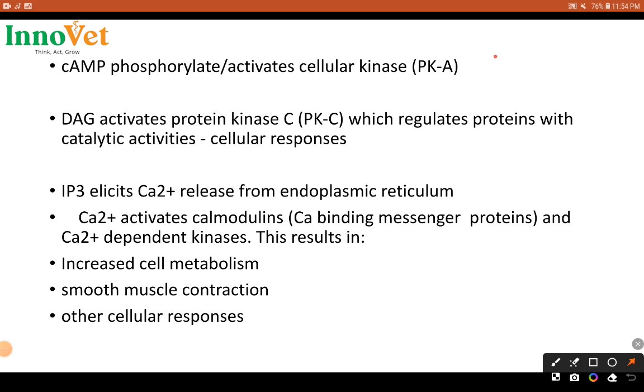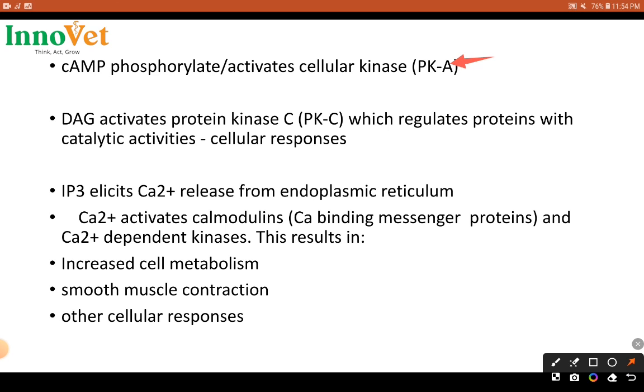So cyclic AMP phosphorylates or activates a cellular kinase, in this case protein kinase A. So this cyclic AMP will phosphorylate protein kinase A, in that case activating it. Then diacyl glycerol activates protein kinase C, which is responsible for regulating proteins with catalytic activities, bringing about cellular responses.